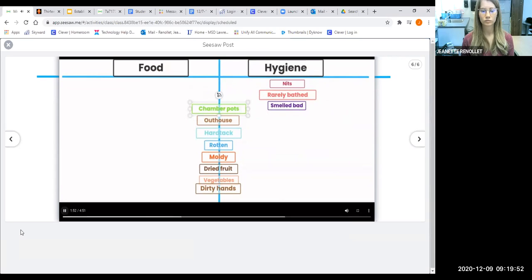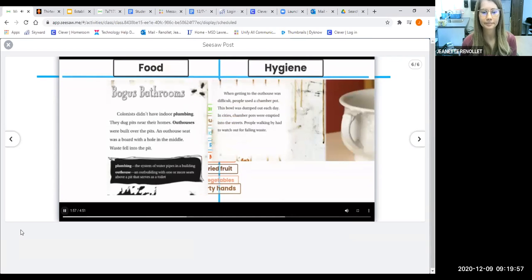The two words are chamber pots and outhouse. On this page, it talks about outhouses. The title of the page says bathrooms. It says an outhouse seat was a board with a hole in the middle. Waste fell into it. Yuck. And down here, it gives the definition of an outhouse, and it says that it serves as a toilet.